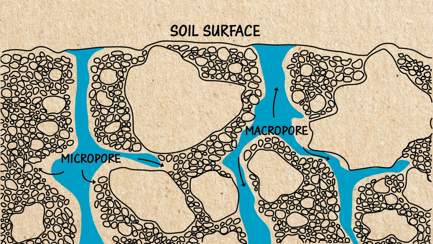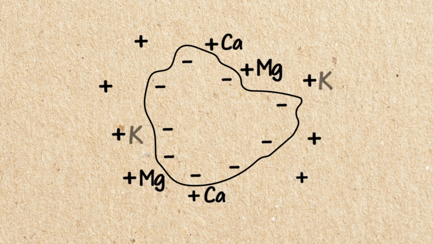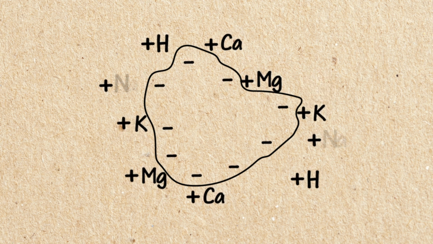Second is cation exchange capacity, or CEC. CEC is the number of positively charged ions a soil can hold. The higher a soil's CEC value, the higher its capacity to hold positively charged ions. The most common soil cations are calcium, magnesium, potassium, hydrogen, and sodium.